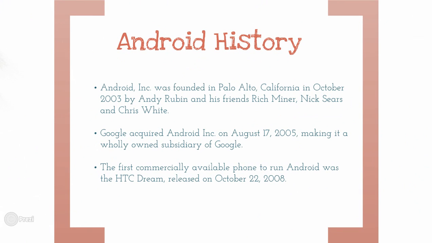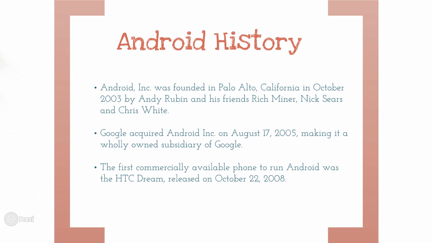Next, if you see the history, the father of Android is Andy Rubin. Andy Rubin is a software engineer. He had one idea, and that idea is what we call Android nowadays. With that idea, he started a company called Android Incorporated.